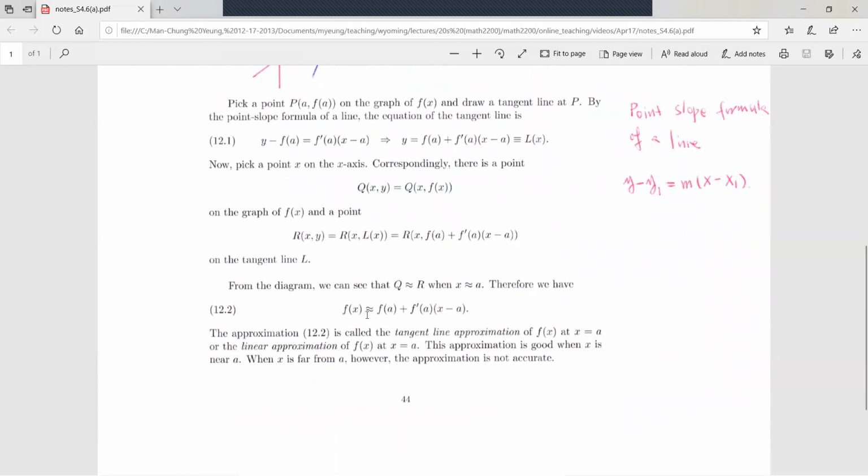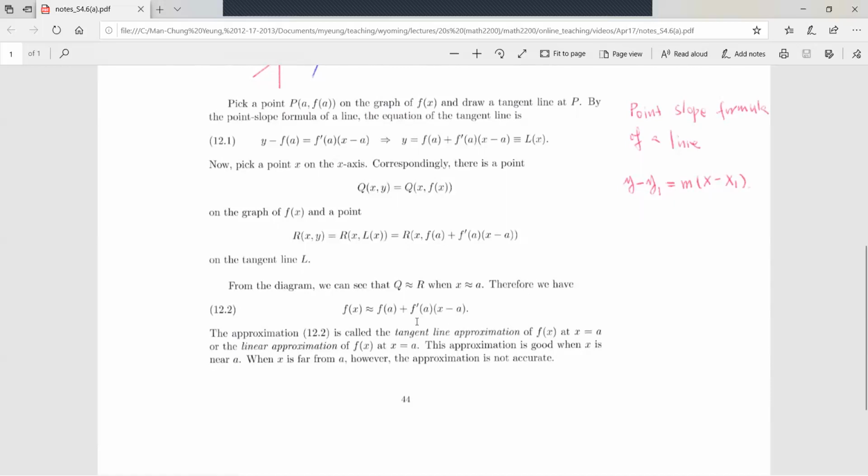In this approximation, the left-hand side is the function, or a curve. The right-hand side is a tangent line. A tangent line is a line. So actually, in this approximation, we are using a line to approximate a curve. The book calls this approximation the tangent line approximation of the curve at the point a, or the linear approximation of the curve at the point a.